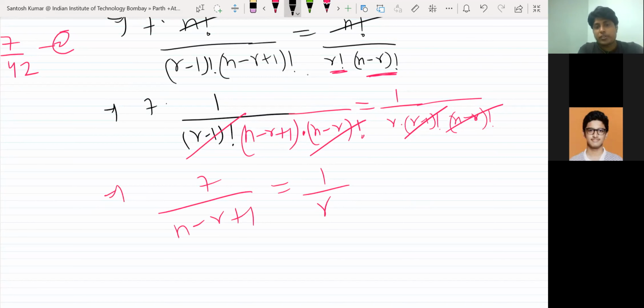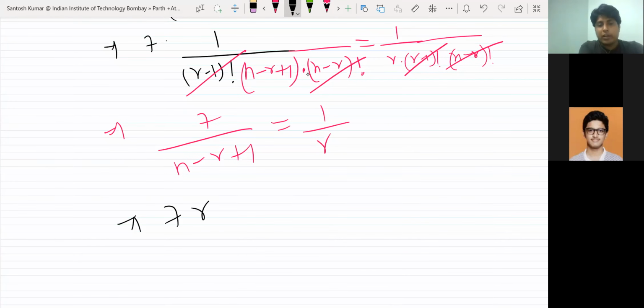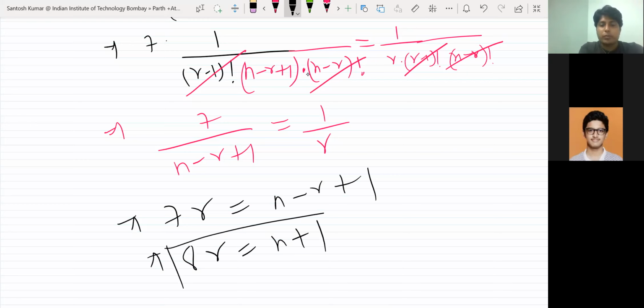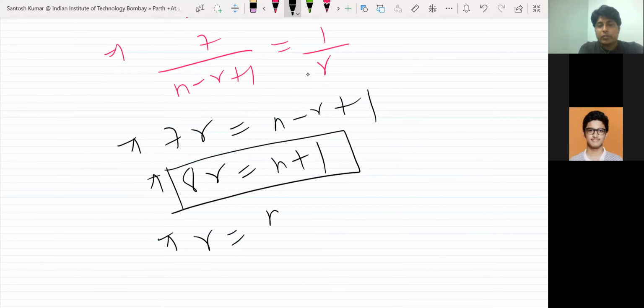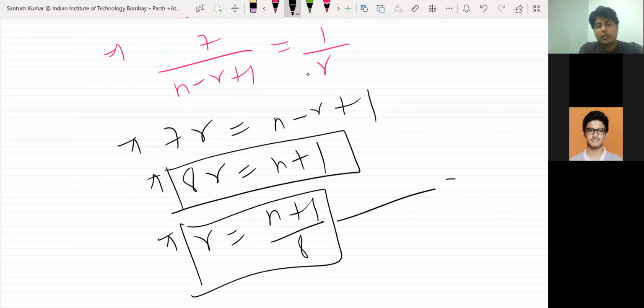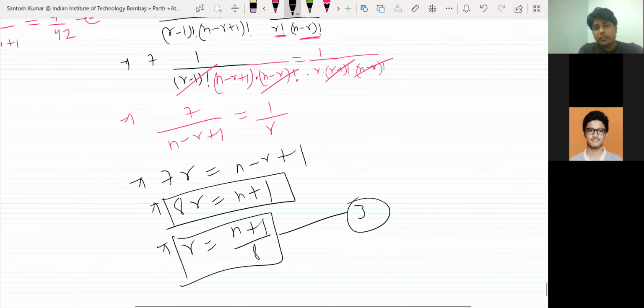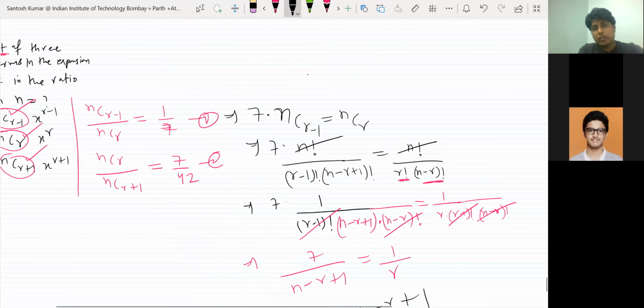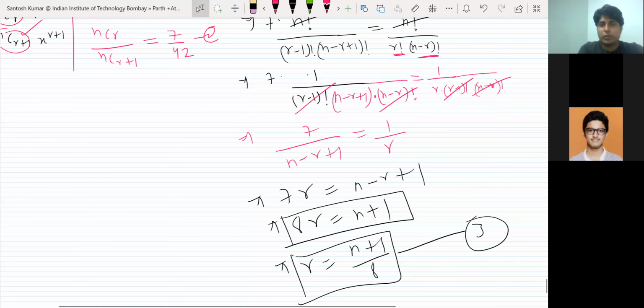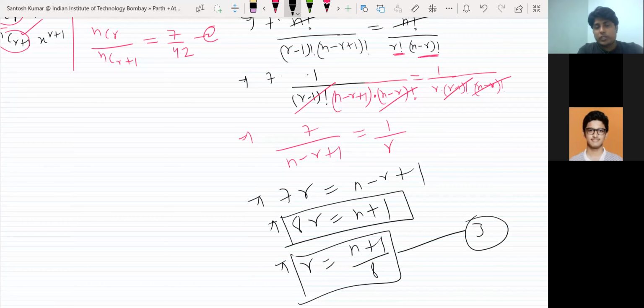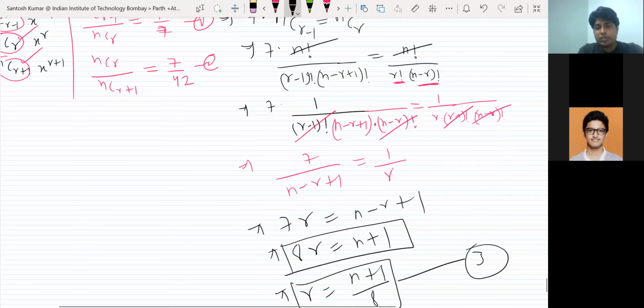You do the cross multiplication. So 7r is going to be n minus r plus 1. So you bring the r to one side. So 8r is equal to n plus 1. Okay, so make this one equation. Or you want n, so it's better to find r. So it's r is n plus 1 upon 8. So keep this as equation number 3. So I simplified the first equation and we got 3. So you can also say this is 1 only. Just the simplest form of equation 1 is equation 3.